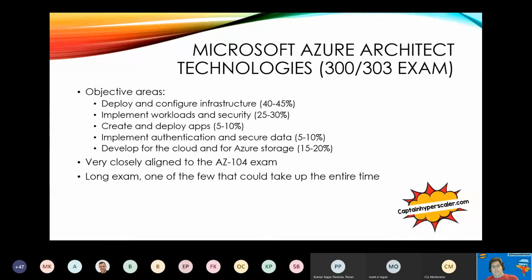Now, this is an interesting objective when you think of authentication and securing data being 5 to 10%, but you have security up here at 25 to 30%. So there's kind of a blended percentage here, because authentication and securing data is also part of the security piece as well. And then developing for the cloud and Azure storage, again, part of securing data, those could blend into certain questions as well. So it's not really a one-to-one criteria there.